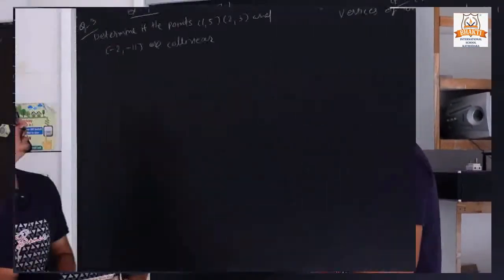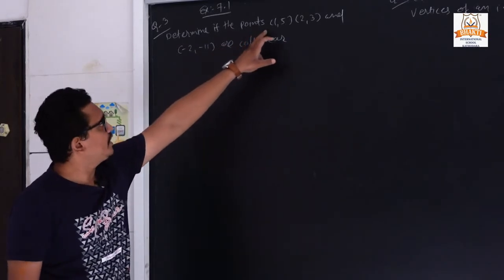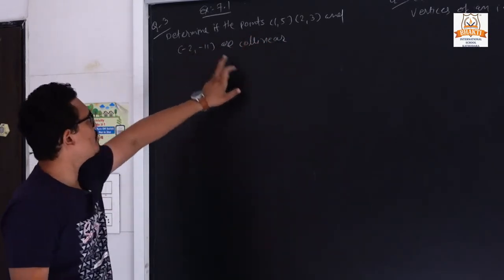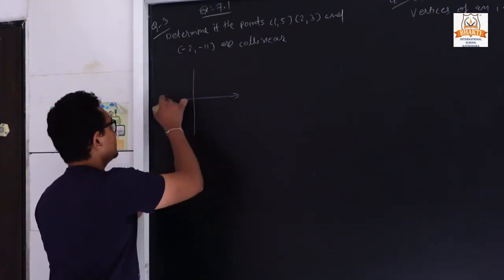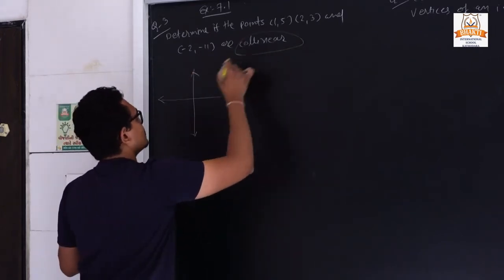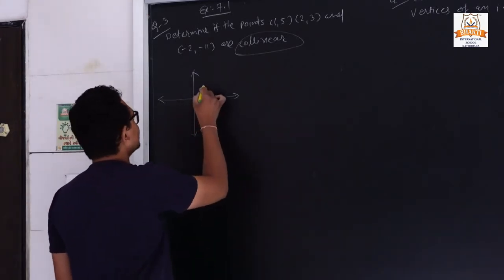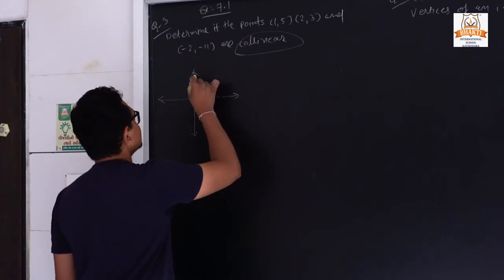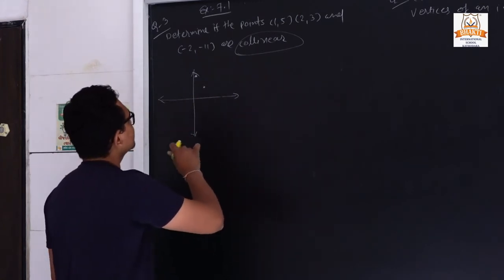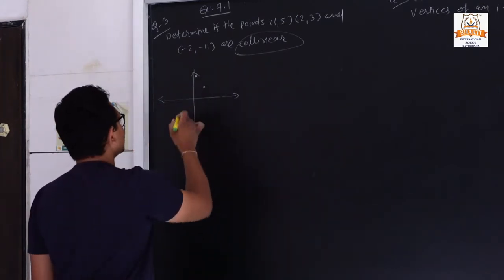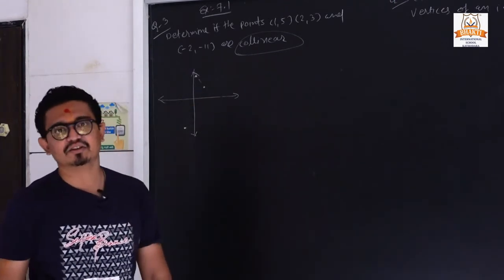Question 3 from exercise 7.1. Determine if the points (1, 5), (2, 3) and (-2, -11) are collinear. If you draw those points roughly, collinear means they are on one same straight line. (2, 3) will be here, then (1, 5) is here, and (-2, -11). So they are not in a straight line. We can see that from the graph.